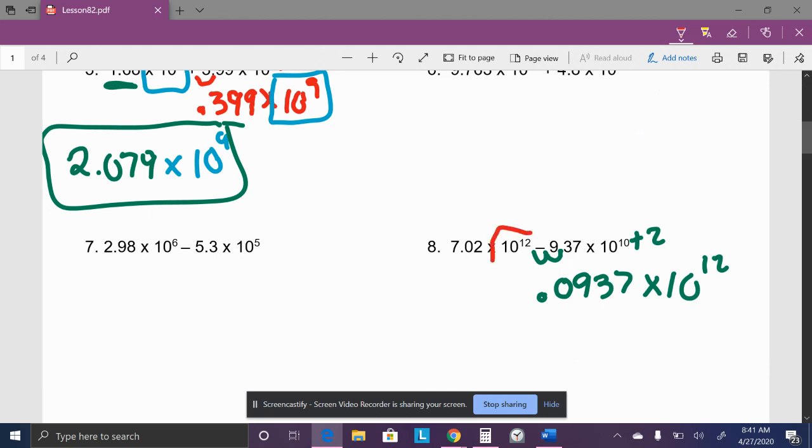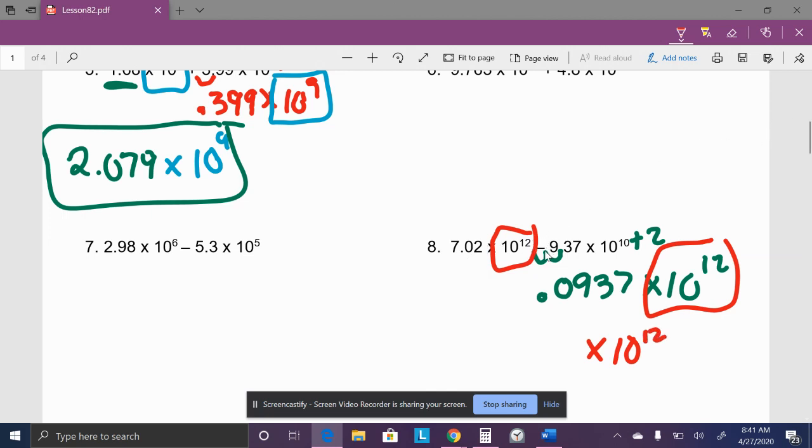Now I have 10 to the 12th and 10 to the 12th. So my answer is going to have 10 to the 12th. I subtract, remember this is subtract, 7.02 and 0.0937.